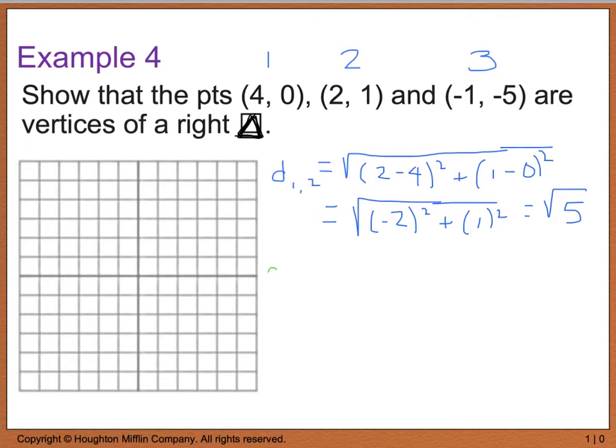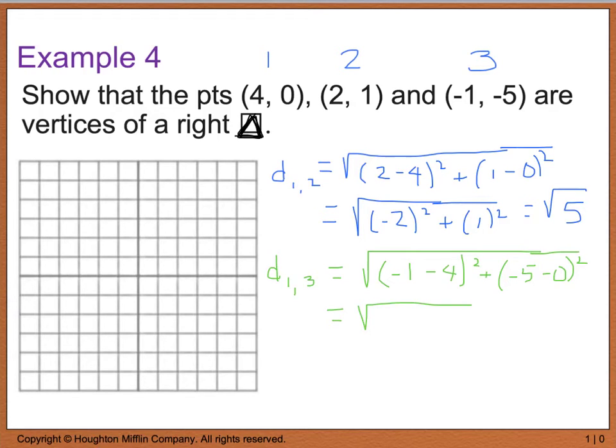Next, I'm going to look at the distance between my point 1 and 3. So I'll just keep 1 as my x1, y1, and 3 as my x2, y2. So that means I have negative 1 minus 4, the quantity squared, plus negative 5 minus 0, the quantity squared. Negative 1 minus 4 is going to give me a negative 5, so I have negative 5 squared, plus negative 5 minus 0, which is still a negative 5, and that's being squared.